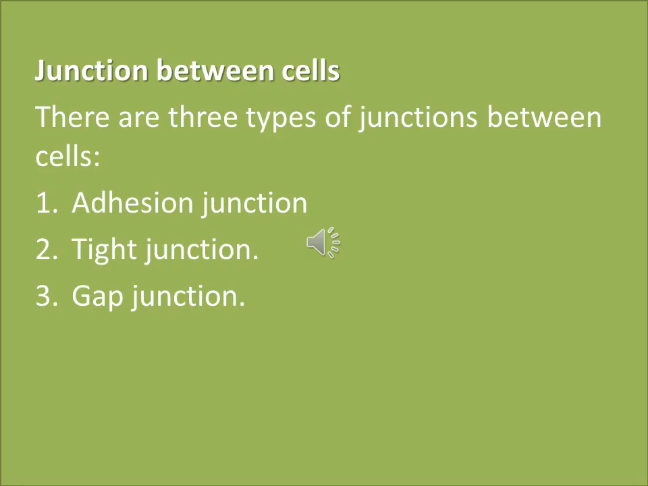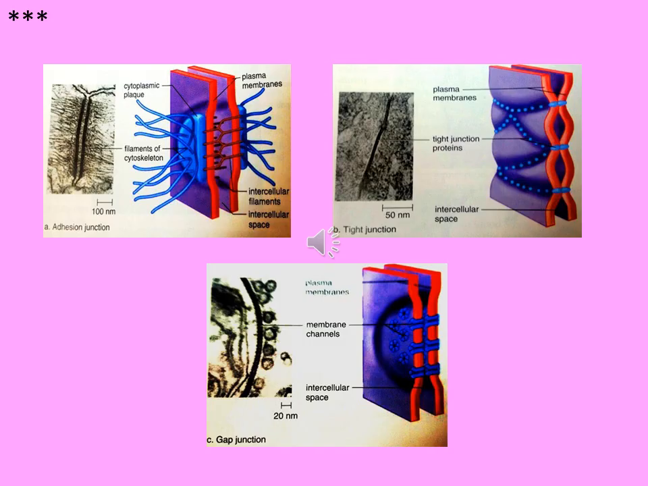Junctions between cells. There are three types of junctions between cells, which are adhesion junctions, tight junctions, and gap junctions. Here we have the pictures for the three types of junctions. First, adhesion junctions. Cells are joined to each other by intracellular filaments. You can see the filaments. The result is a sturdy but flexible sheet of cells. This is located in stretched tissue cells, for example, the heart cells and the bladder cells.